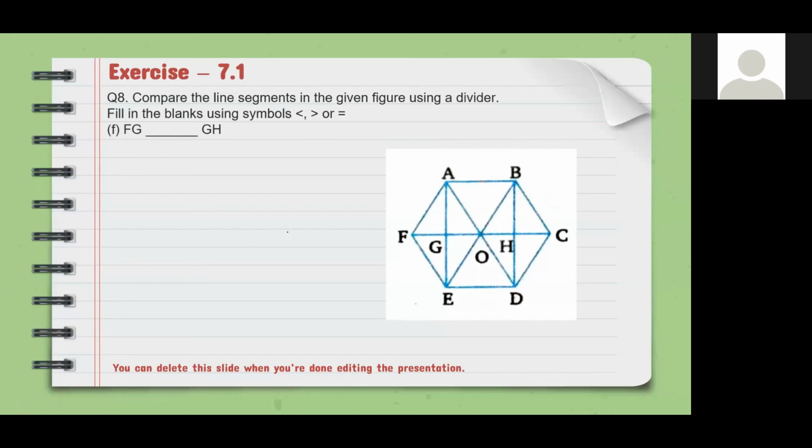Okay, FG and GH. FG, this is FG, and GH is this. So you'll compare both the segments. Which one is greater? GH is greater.